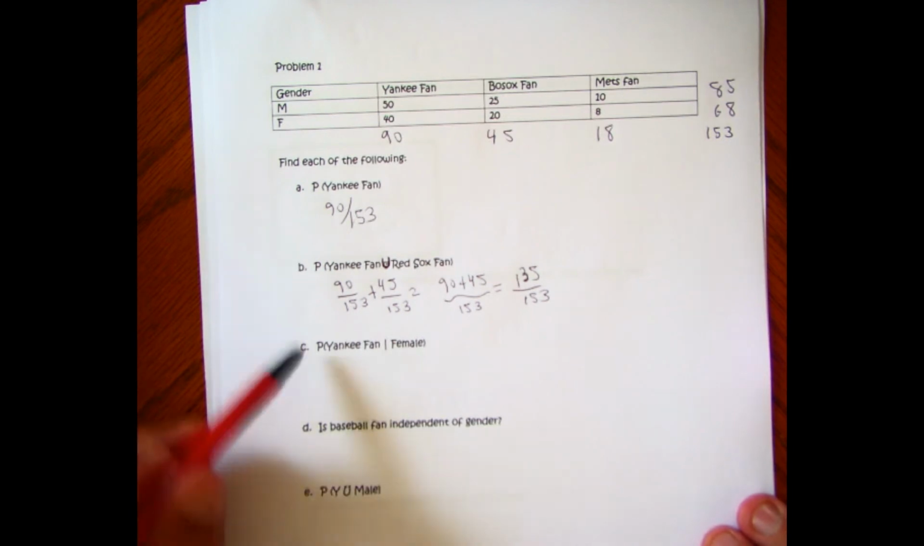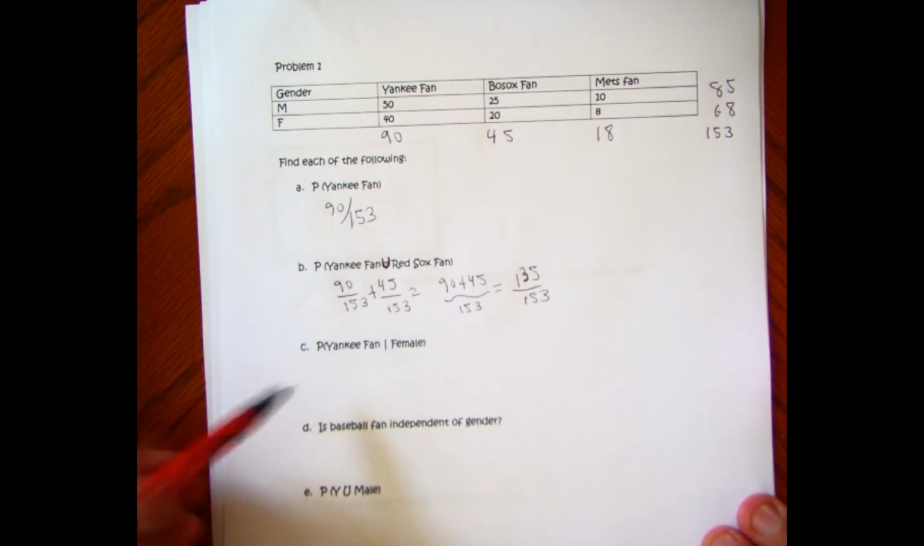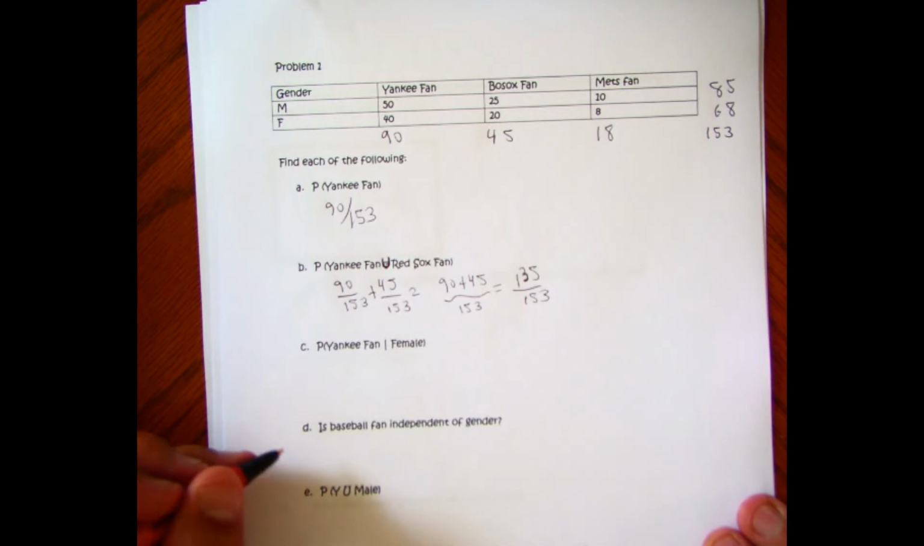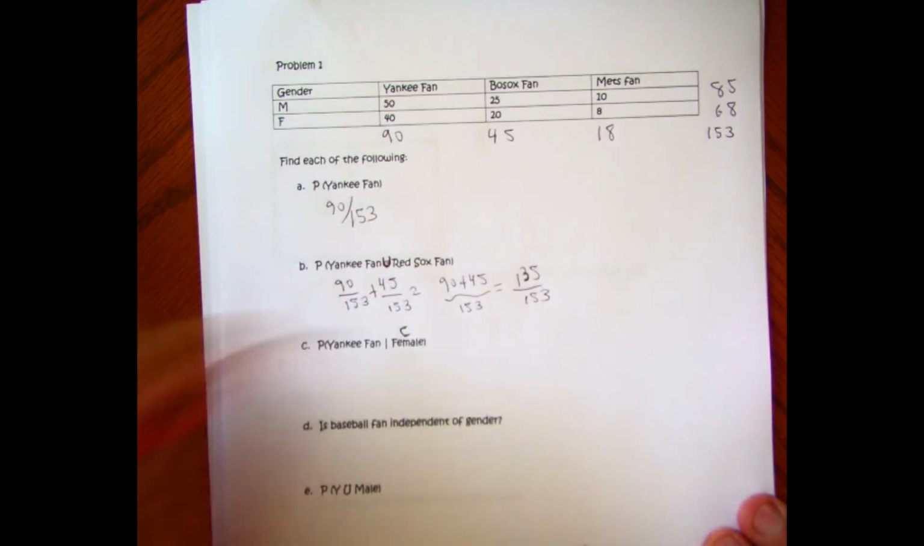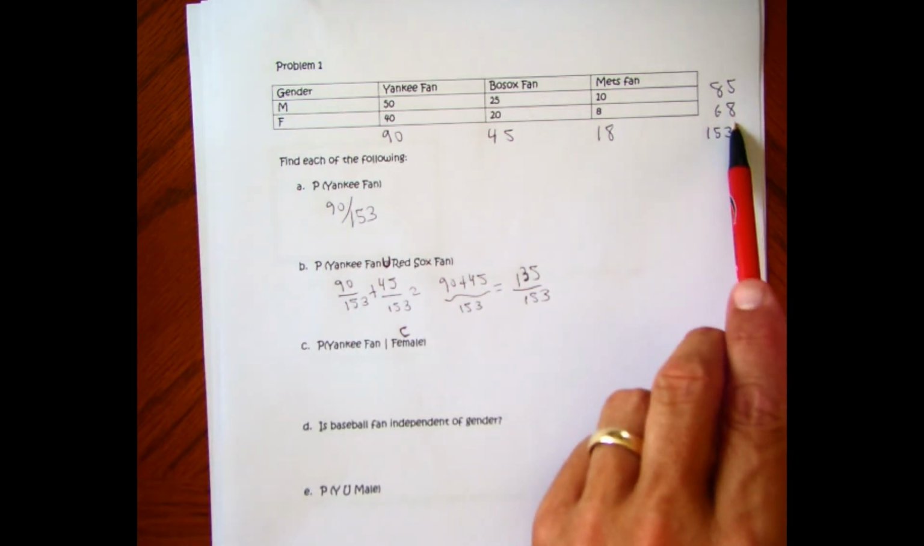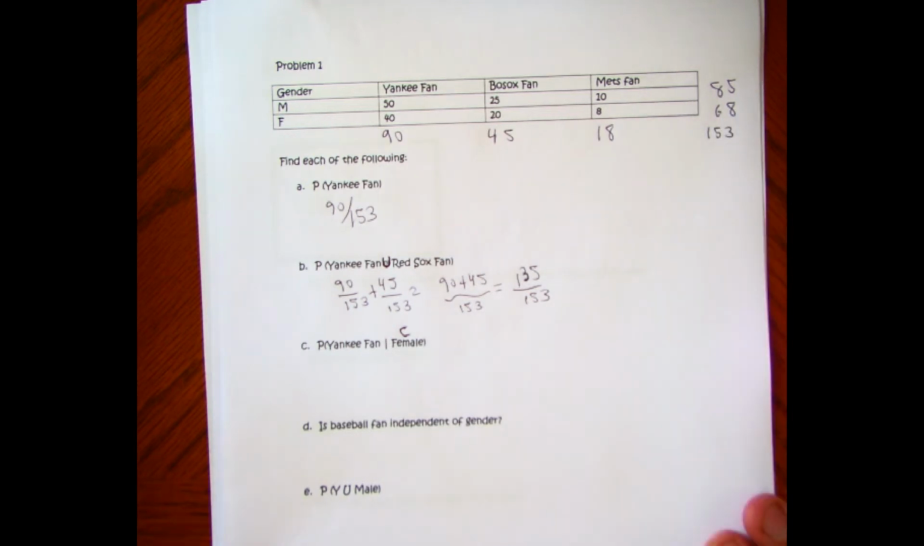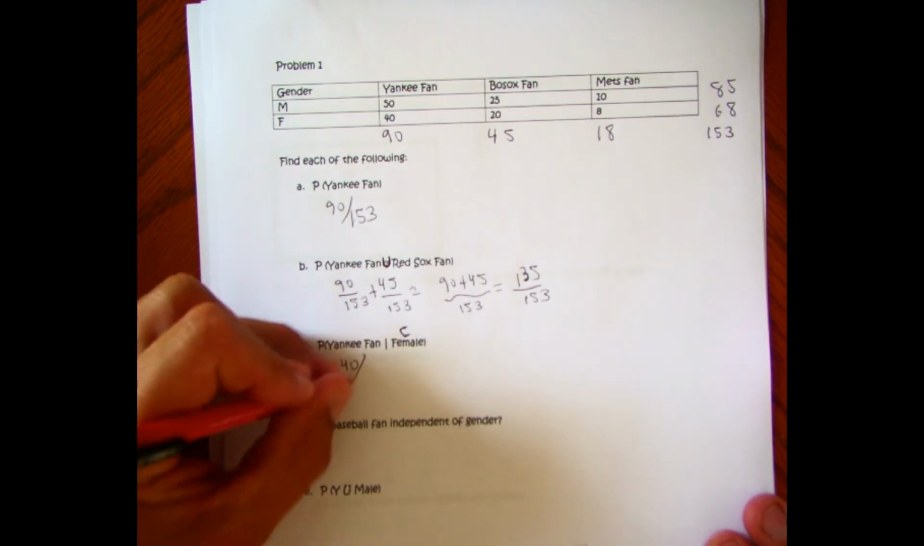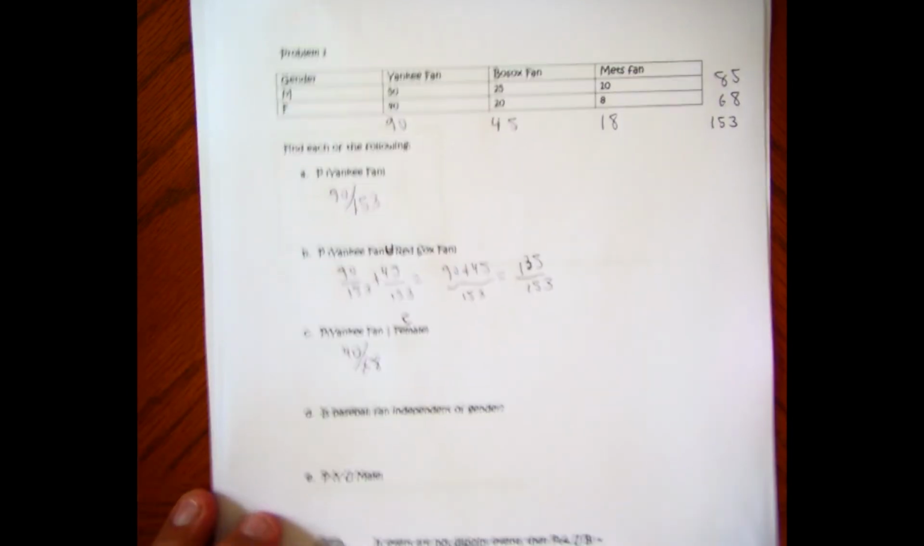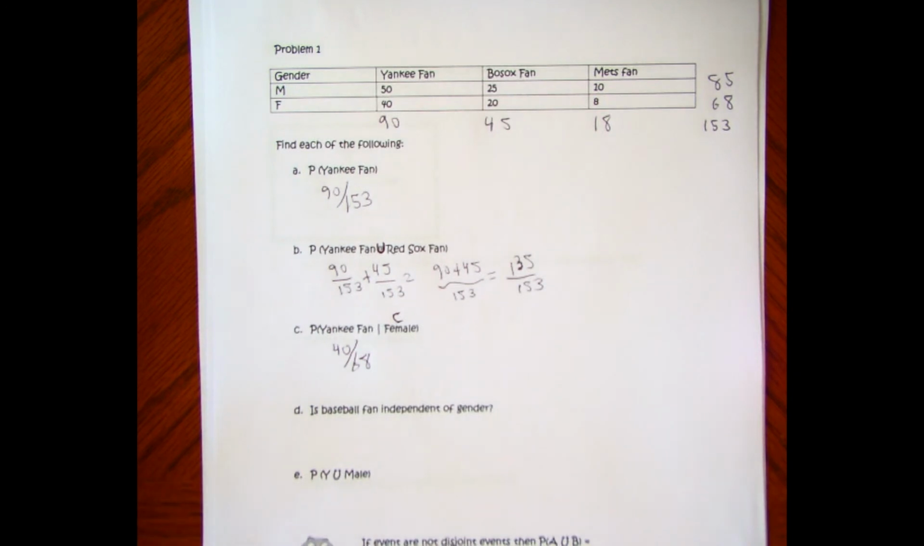Now, here's our conditional probability. Yankee fan given that they're female. Well, here's the condition right here. Females. Well, where are all the females? There's 68 of them. And of those 68, how many are Yankee fans? 40. So it's 40 out of 68. That wasn't too hard, right? I did all those derivations and everybody's like, what's going on? It's not as hard as it seems.